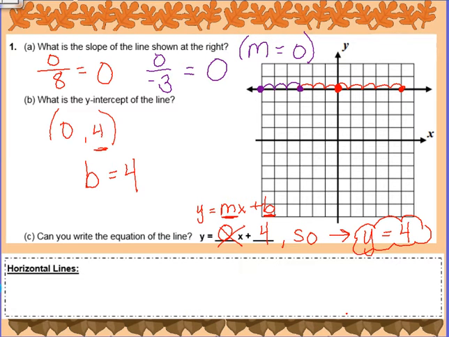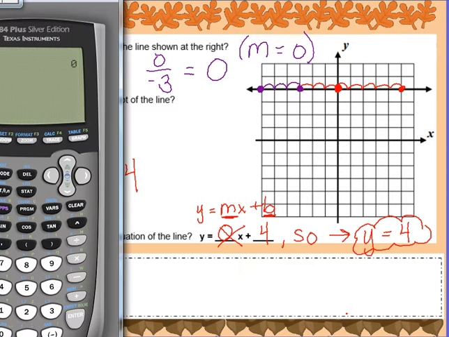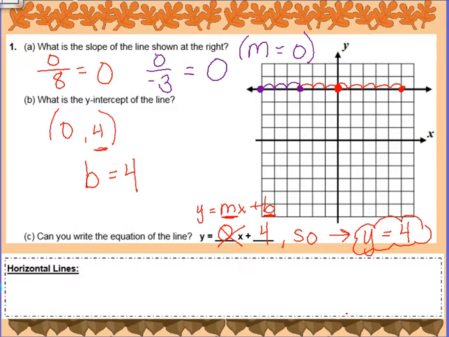Let's check this in our calculator. Remember, we can go to y equals, clear anything else that might be there, and if I put in 4, I can go to my graph, and here it is, y equals 4, a horizontal line crossing the y-axis at 4. If I go to my table, I can see that no matter what my x values are, my y value is always 4. So this is the equation of a horizontal line. All horizontal lines will always be y equals just a number. Please copy that down.